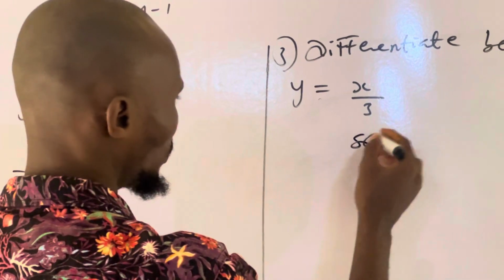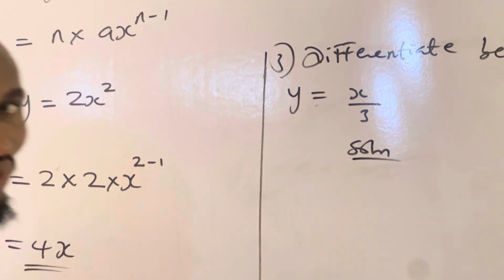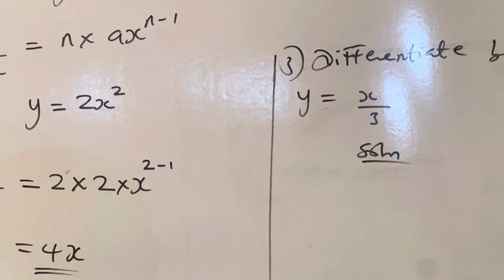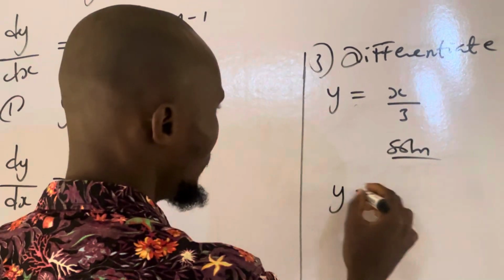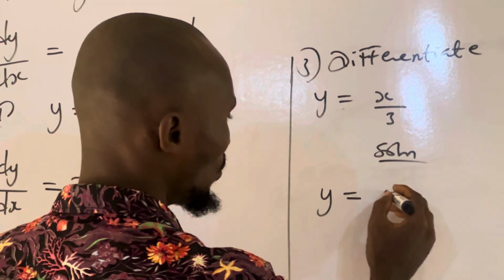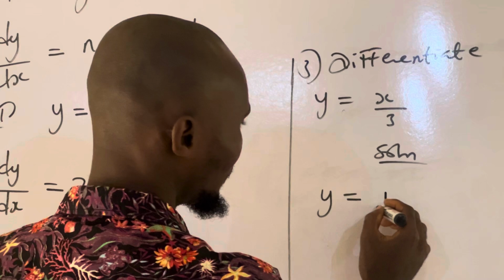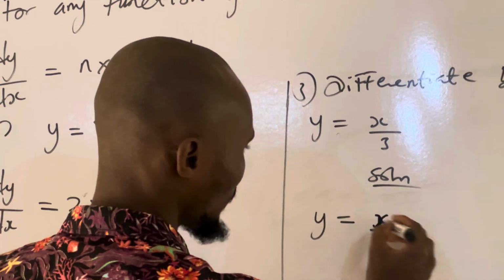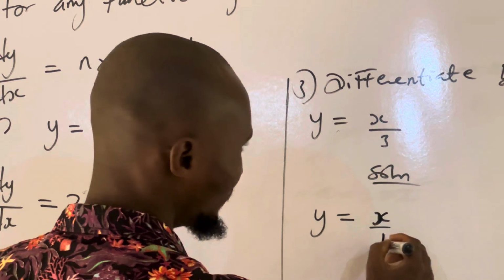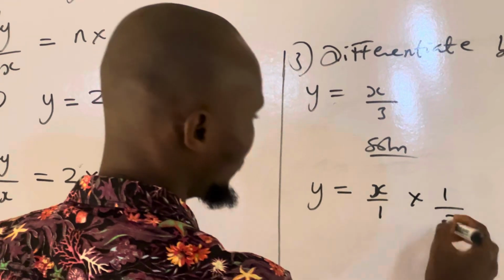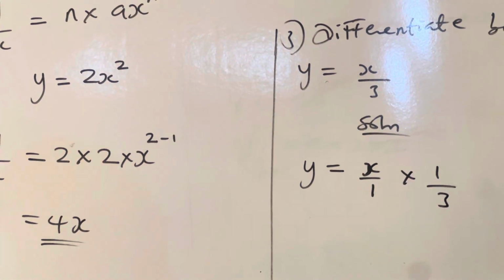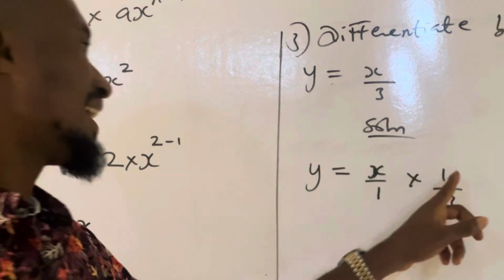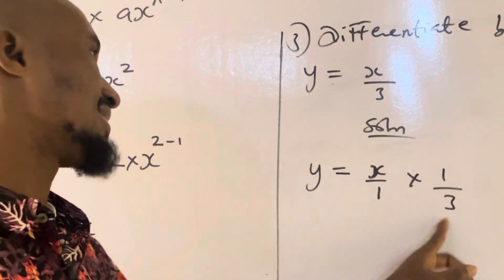First of all, solution. If you don't want this thing to confuse you, you need to separate it. You need to know that y is equal to x over 1 times 1 over 3. Hope you know these are the same thing. x times 1 will give you x, and 1 times 3 will give you 3.